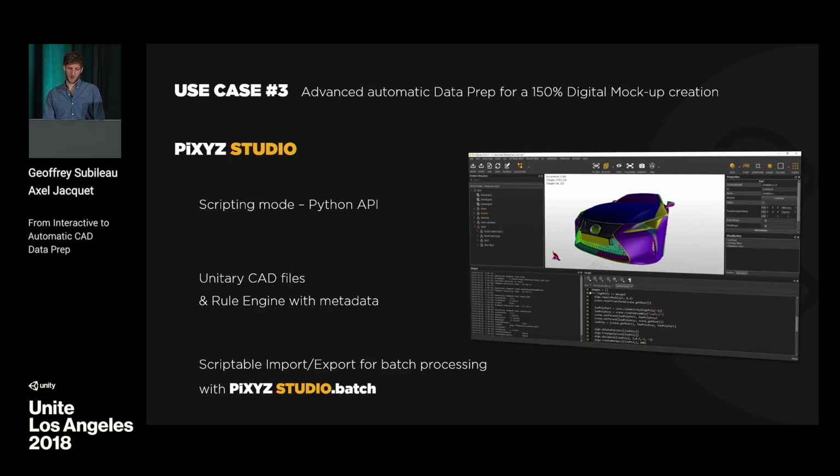So we created a scenario that basically is going to read this big Excel file, which serves as a rule engine, and it will load intelligently all the parts and execute the step-by-step procedure that we saw with use case number 2. So for that, we use here the new Pixyz Studio Batch version. This particular version includes an additional import-export Python function for batch processing, and it's being used there. And basically, in just a few seconds, everything that we've done by hand in the first use case is being automatically executed.